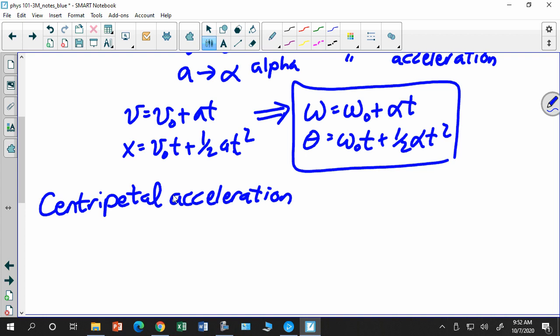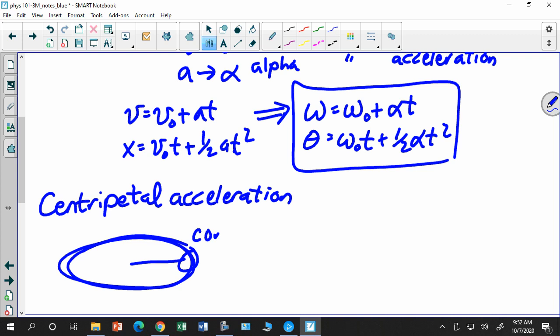If I have an object that's spinning around in a circle at a constant speed, it still has a changing velocity. So here's one of your balls, from the lab that you did. If I have an object spinning around like this, it's moving at a constant speed, but this object is also continuously changing direction.